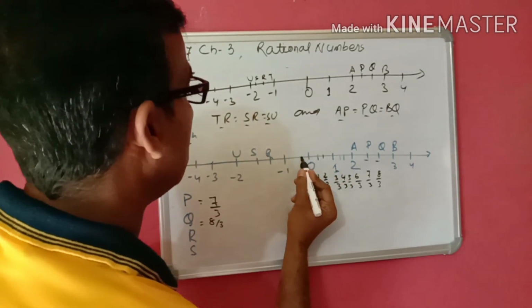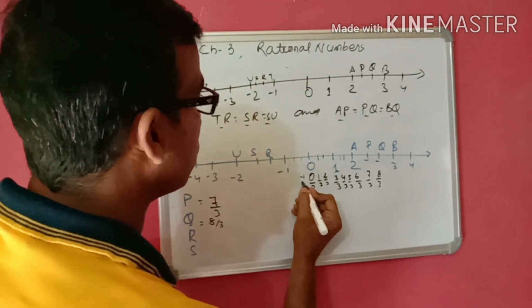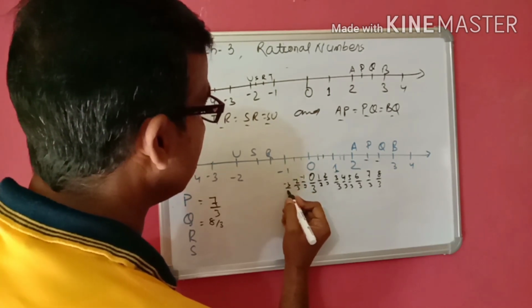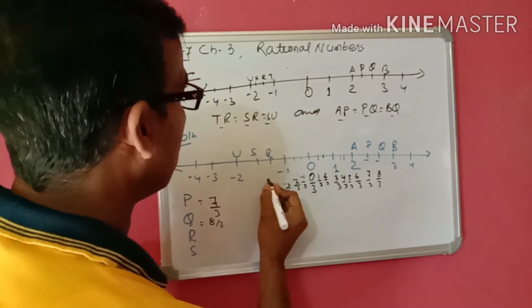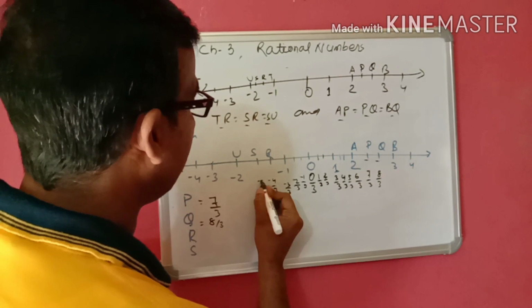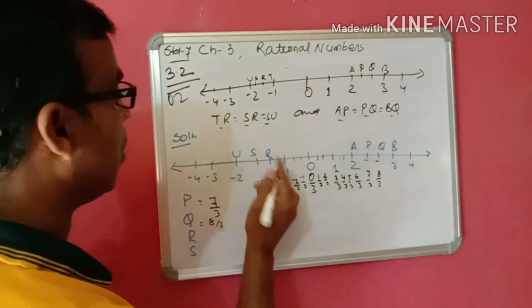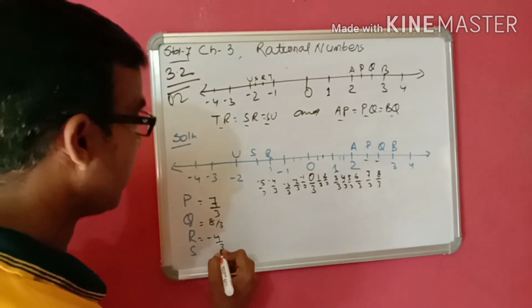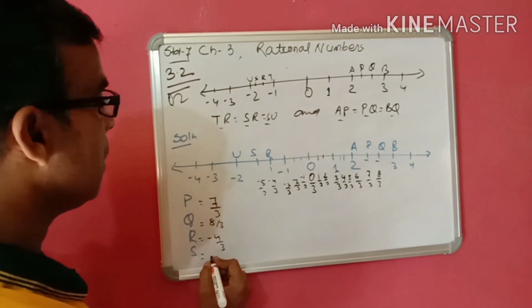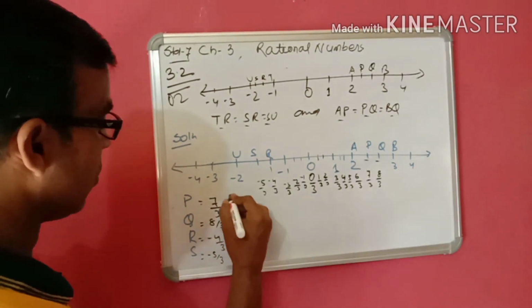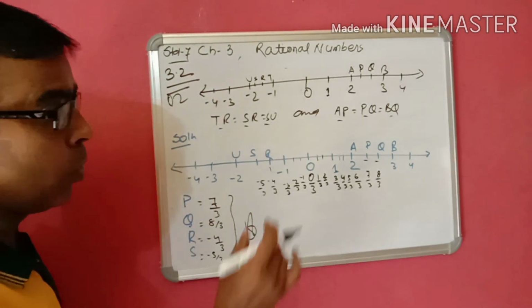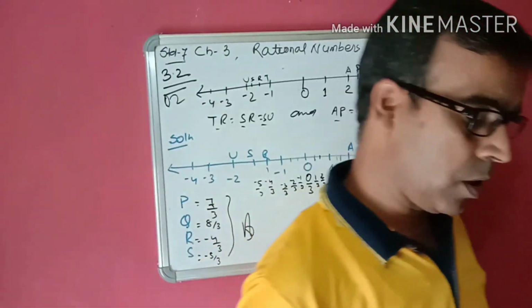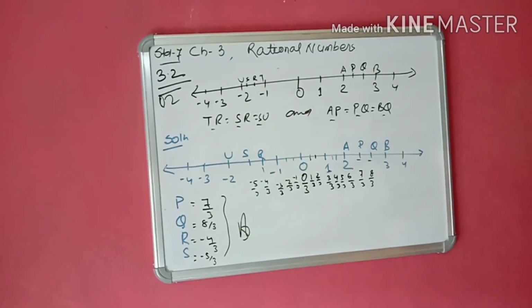Now we have to go the same way on the other side. This is minus 1 by 3, this is minus 2 by 3, this is minus 3 by 3, which means minus 1 only. So this is minus 4 by 3, this is minus 5 by 3. Now from the above we can see R is representing minus 4 by 3 and S is representing minus 5 by 3. This is your required answer. I hope you understand this number line, and this is very, very important within this chapter. So you have to study this one nicely.